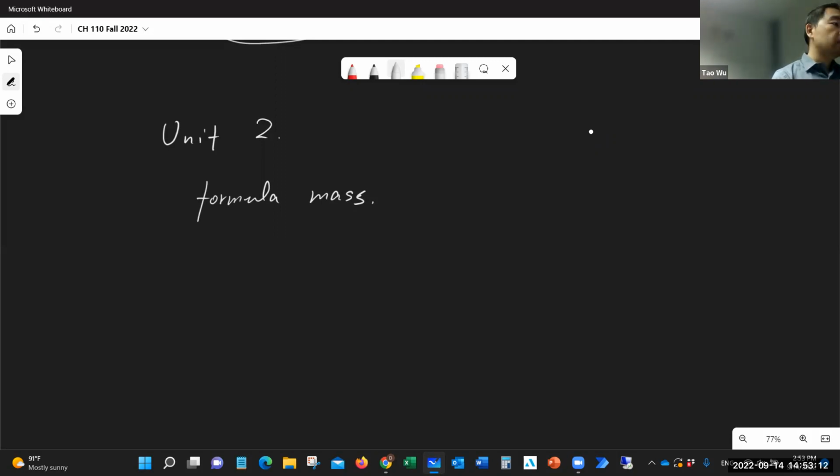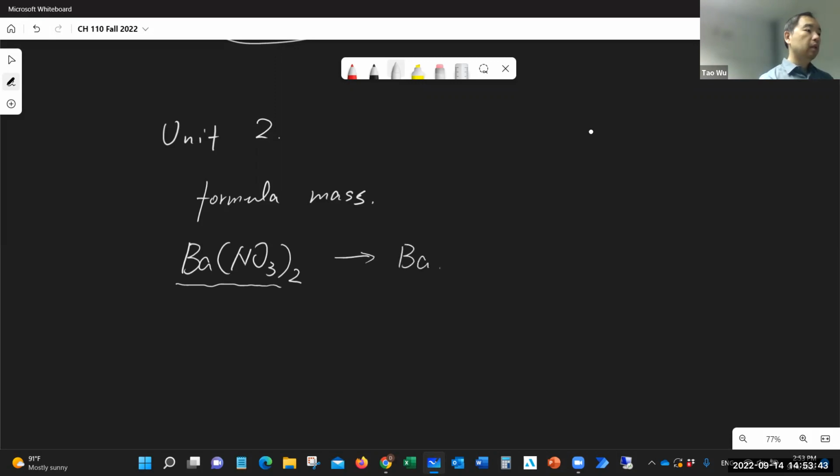The formula mass generally is just the mass of the formula. If you look at a formula like this one, let's talk about this special one. Okay, this is barium nitrate. If you look at it here, we have one barium combined with two of the nitrate ions.